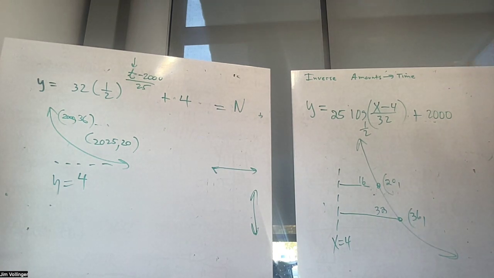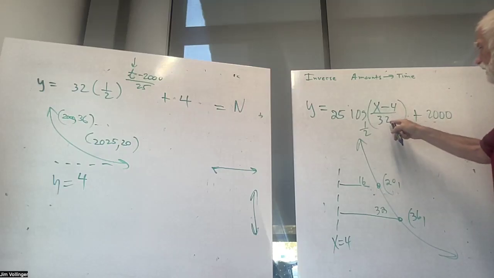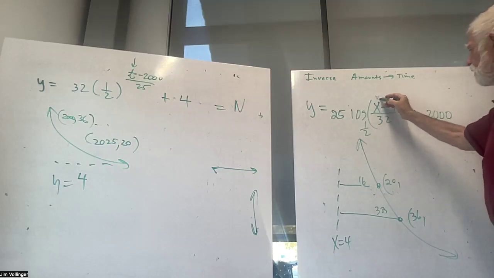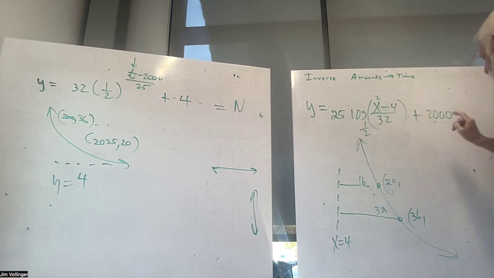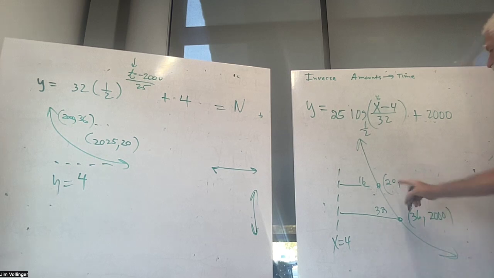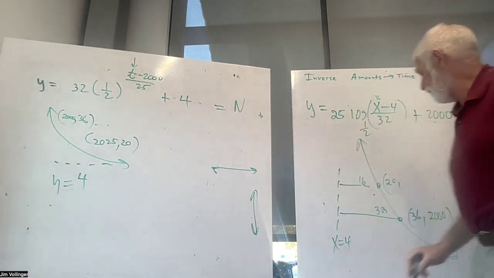Right, and now I want to make this the number 1. What makes it 1? 36. All right, so that gets me a 0. Times anything is 0, so that gets me 2,000. Yep, and 20 is going to get me 2025.